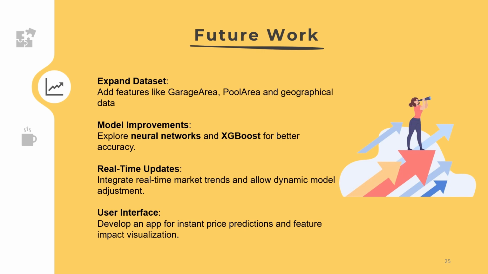Looking ahead, there's still a lot we can do to make the system even better. First, we can expand the database. Right now, our system is based on a specific data set, and we have included it in the web application that we made. To make it even more useful, we want to expand it by including more regions and types of properties. This will help the model make better predictions for houses in different areas.